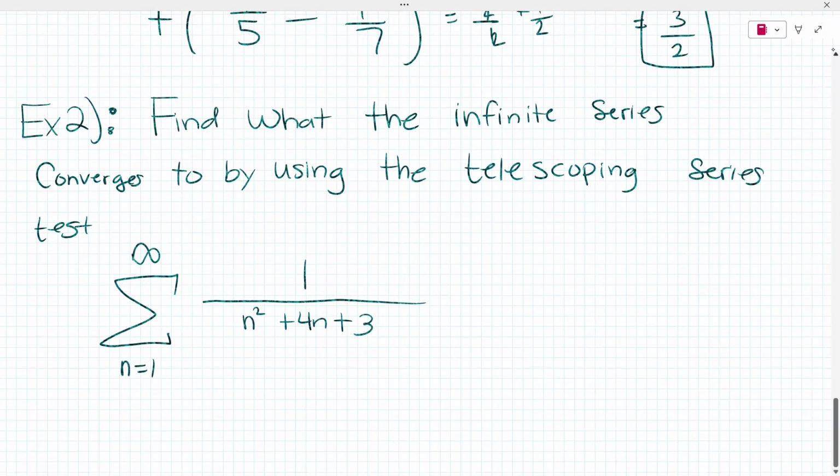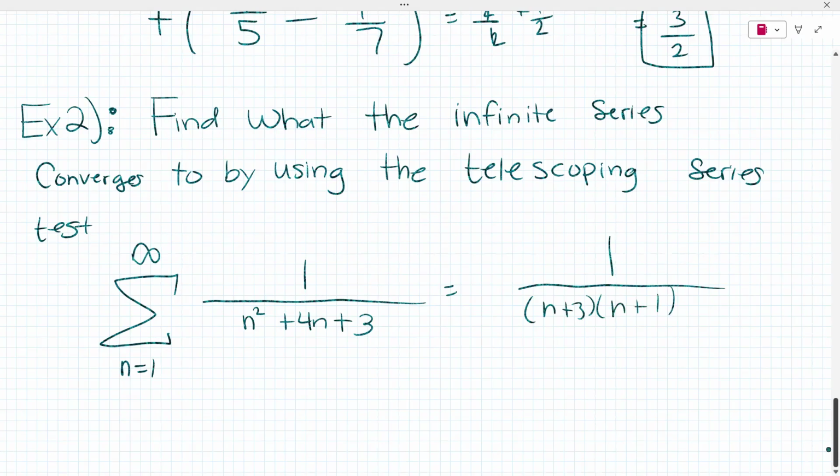Example 2 says, find what the infinite series converges to by using the telescoping series test. So we have 1 over n squared plus 4n plus 3, and we have to break this down into some kind of partial fraction. So that's the first thing I would do, break this down or factor. So n squared plus 4n plus 3 can be factored as n plus 3 and n plus 1, right?